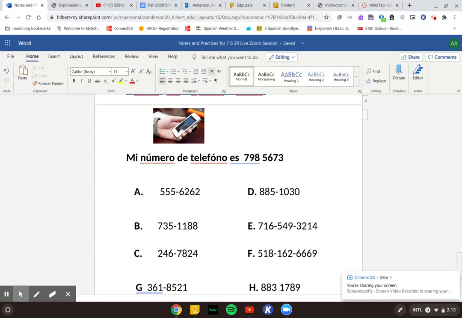So for A, I'm going to ask you to practice right now and say it out loud. ¿Cuál es tu número de teléfono? For B, ¿cuál es tu número de teléfono? Don't forget to start with mi número de teléfono es. The more you practice, the better you're going to get at speaking Spanish, and it will only help you get better overall.